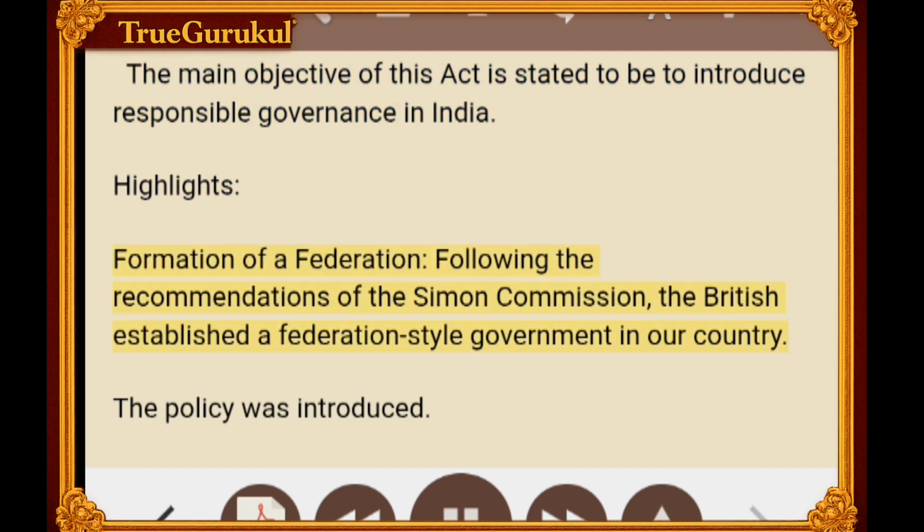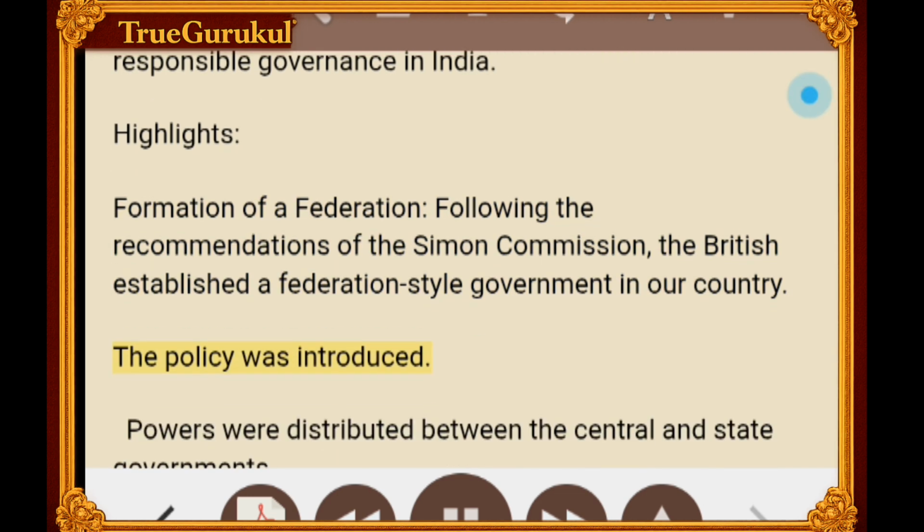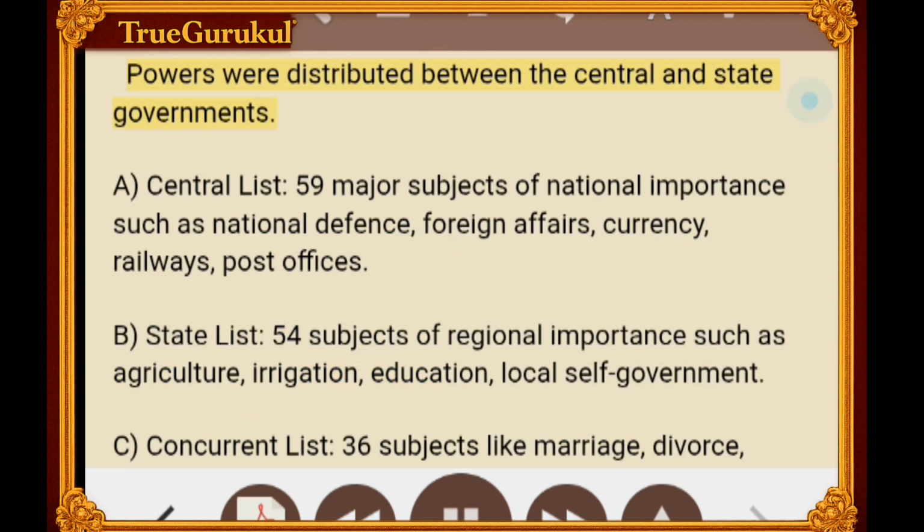Highlights: Formation of a federation. Following the recommendations of the Simon Commission, the British established a federation-style government in our country. The policy was introduced. Powers were distributed between the central and state governments. A. Central list, 59 major subjects of national importance such as national defense, foreign affairs, currency, railways, post offices.